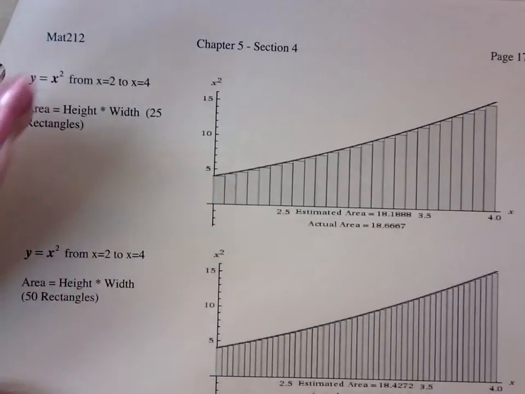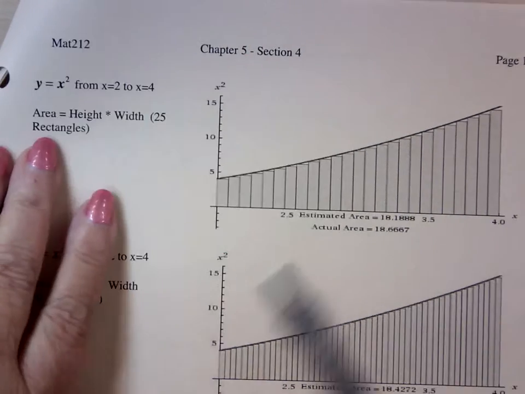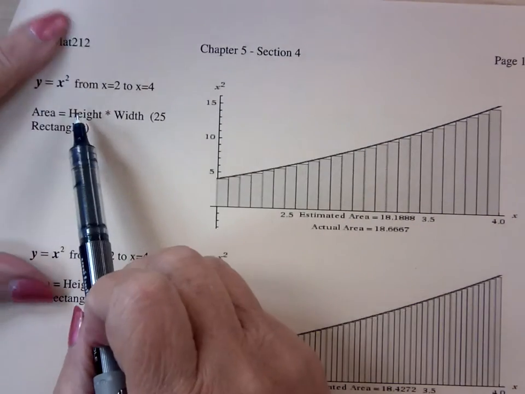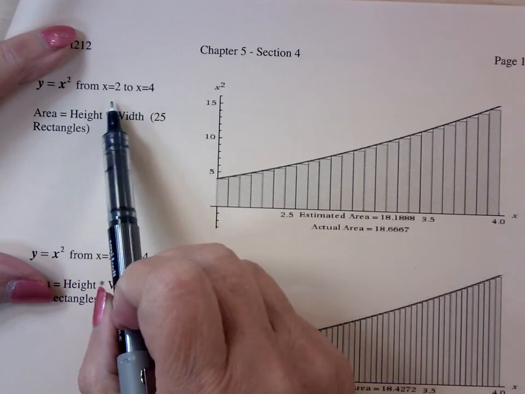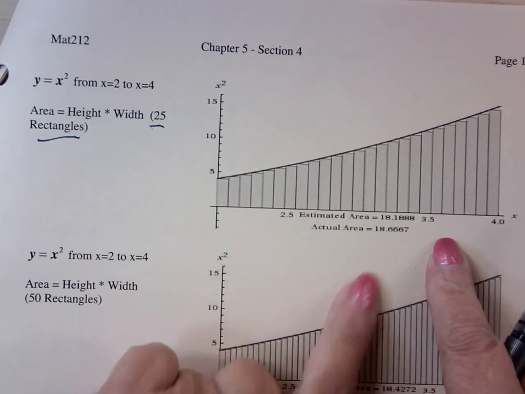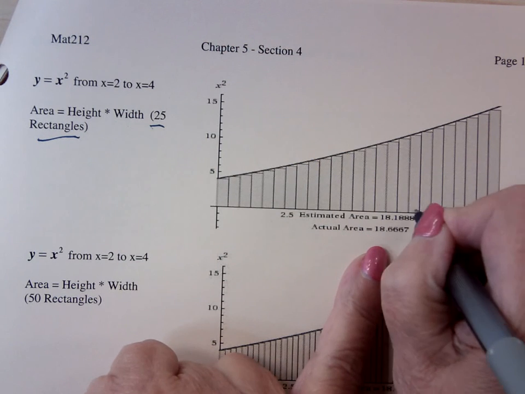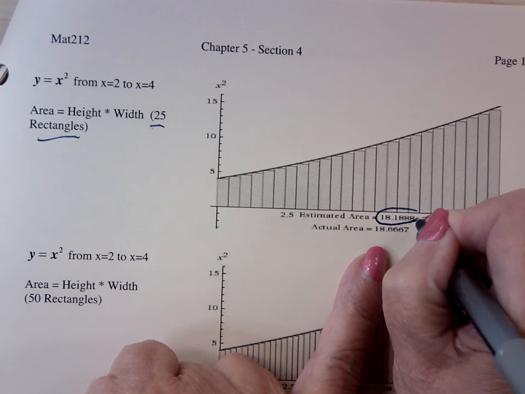Now, I want to save us some time here, because we want to develop the formula. As we look at this, we're still going from 1 to 4. I went to 25 rectangles. That's what it looks like. It did an estimate of the area. It's bigger than our 17.